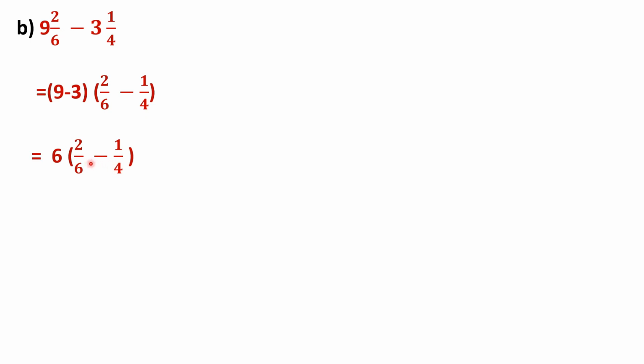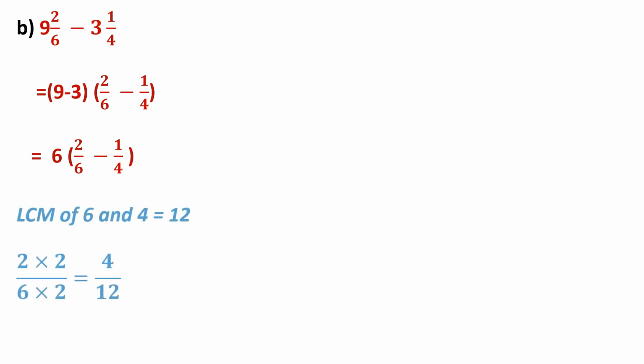But now we will be operating these two fractions as we have done in the previous questions. So we will be finding the LCM of the denominators, that is 6 and 4, because these are unlike fractions. So the LCM of 6 and 4 you will get 12. And then again we will make both the fractions equivalent, one by one, such that the denominator will be 12. So we will take first 2 by 6.